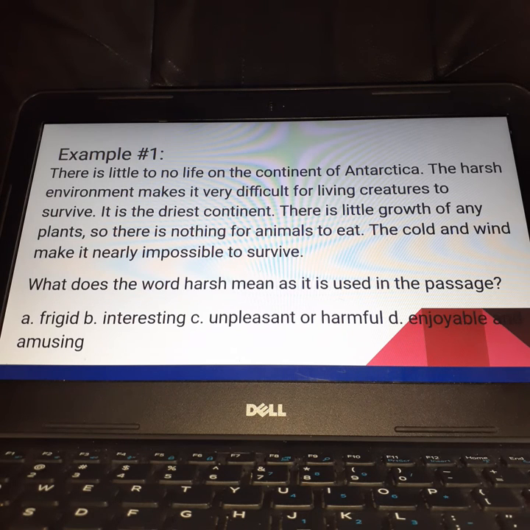Let's keep going. B says interesting. The interesting environment makes it very difficult for living creatures to survive. I don't think that sounds right. Let's go to C, unpleasant or harmful. The unpleasant or harmful environment makes it very difficult for living creatures to survive. That sounds really good. It sounds correct. Let's keep going. D says enjoyable and amusing. The enjoyable and amusing environment makes it very difficult for living creatures to survive. I don't think it's making any sense, because if it's enjoyable, then it's not making it difficult. So that goes against each other. So our correct answer here is C, unpleasant or harmful.